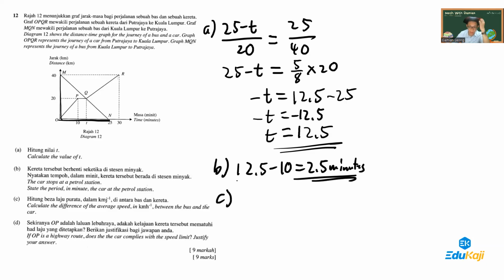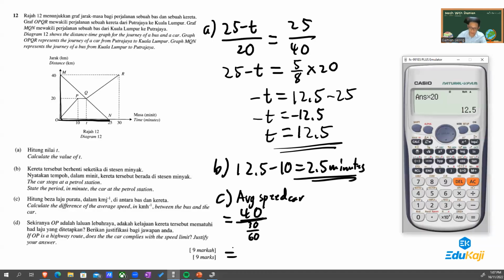Then part C, the difference of the average speed between bus and car. So just count the average speed for both. Average speed for car, 40 km in 30 minutes. So km per hour means the 30 I have to change to hours. So 30 I divide 60 to change to minutes. So make sure if you divide like that, 40 divided by 30 over 60, make sure you bracket the 30 over 60. So it's 80.